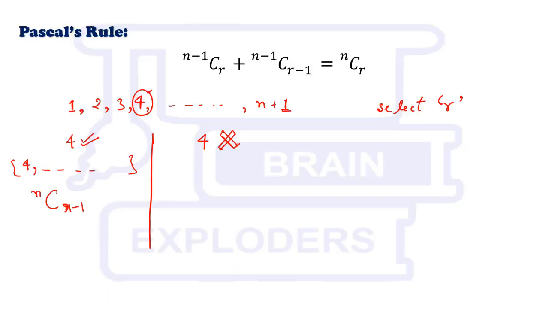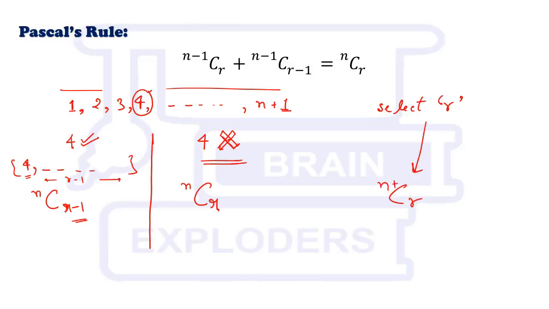Now let's see the case in which 4 should not be selected. 4 should not be selected means from the remaining n, we have to select r. Last time it was r minus 1. Why? Because 1 was already selected and the remaining r minus 1 were to be selected. But this time we need to select r because none of the objects is selected yet. So the total possibilities and the ways in which r can be selected from n are nCr.